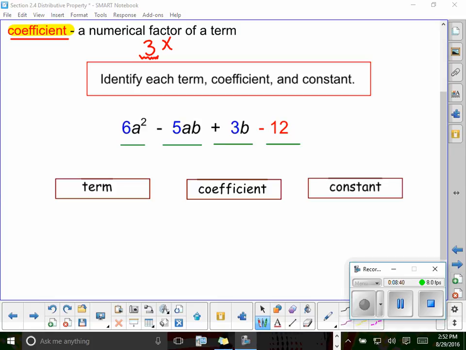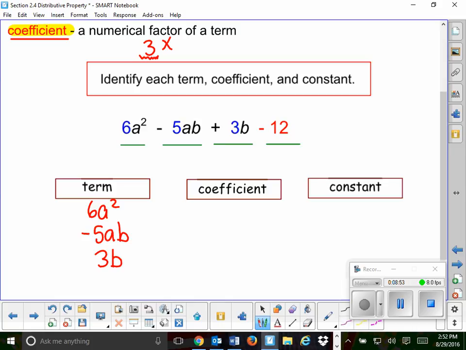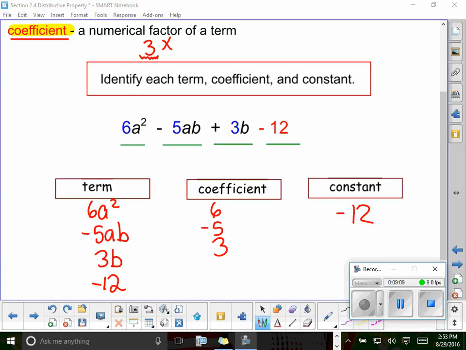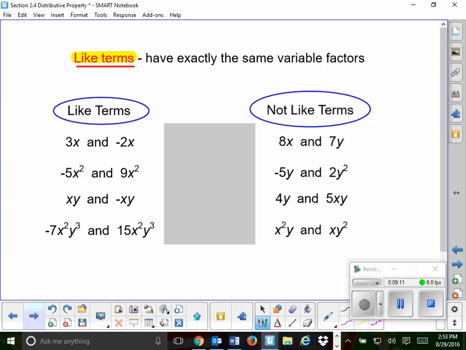Here you go. So on here, what we should have is the terms. One of them is 6a squared. Then I see a subtraction sign. A lot of people miss this. It should be 5ab is the next term. 3b, I don't need to write it as positive 3b, is the next term, and 12 is another term. The coefficients here are 6 and -5 and 3, and the constant is negative 12. Okay, sorry, I keep getting disruptions.